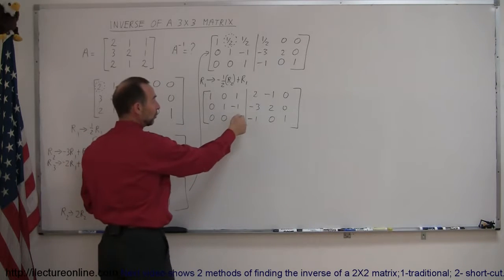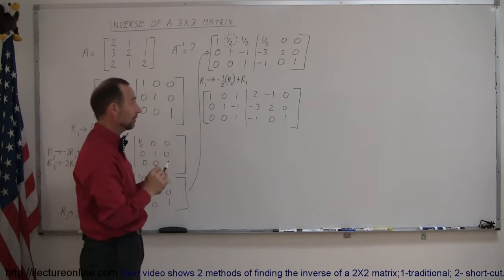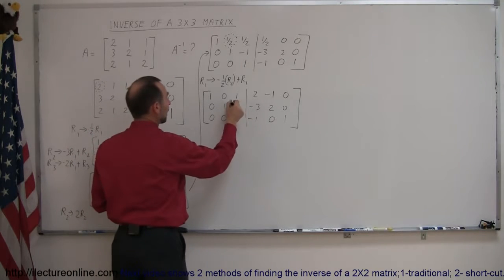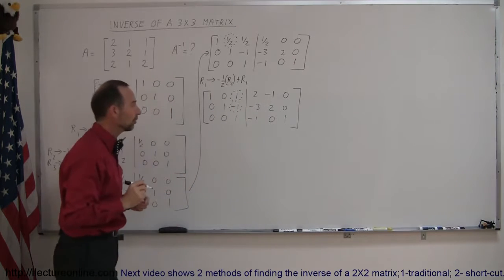Now, the first thing I would want to do is make sure that this is a 1. And since it's already a 1, I don't have to change anything there. I can leave it alone. So the next step would be to get rid of these two right here. You want those to become zeros.